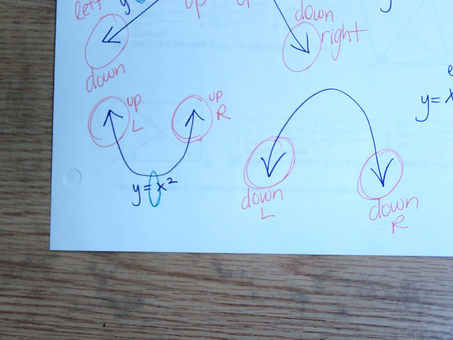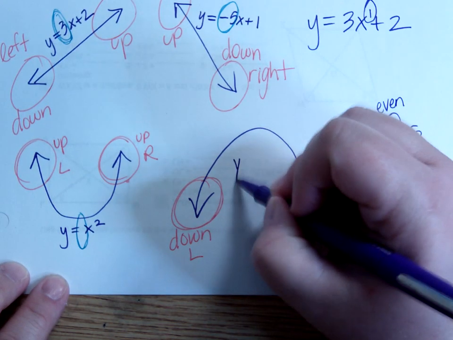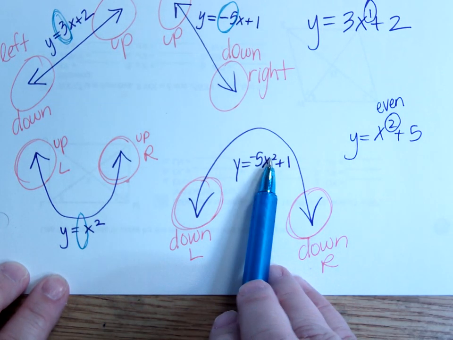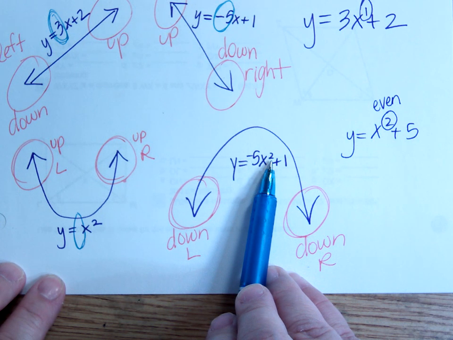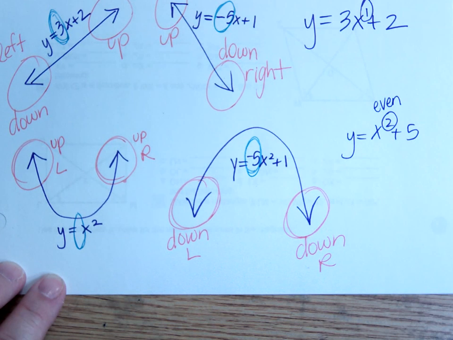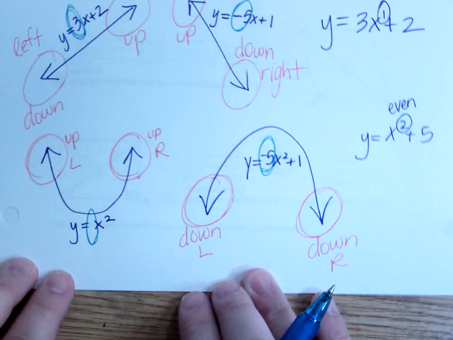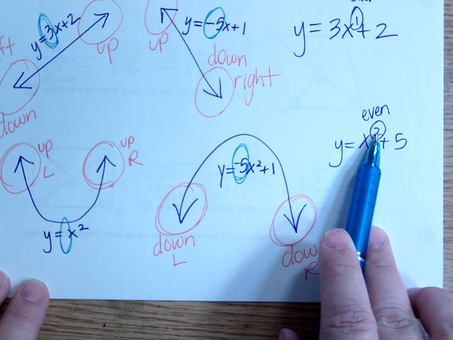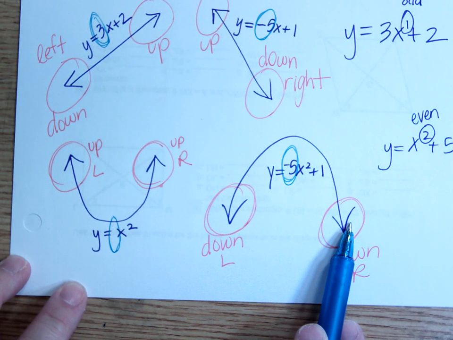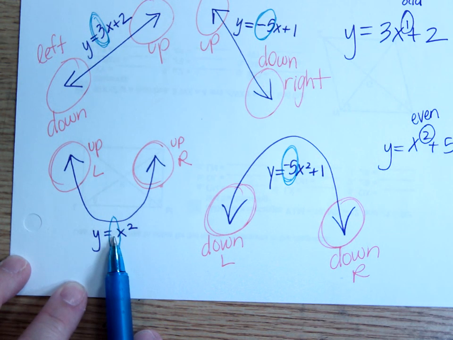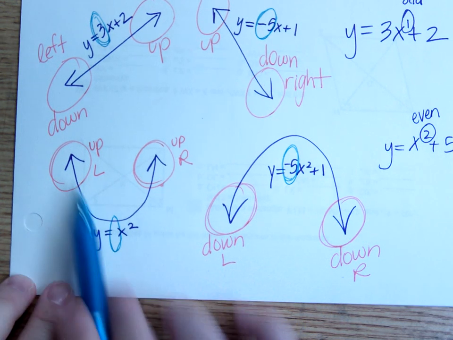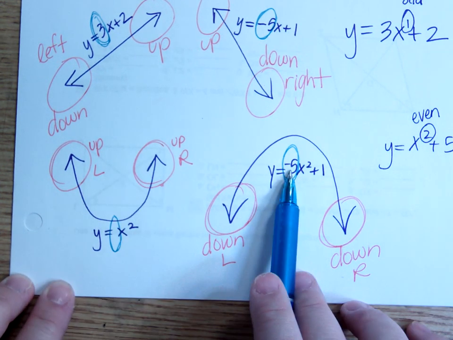It opens up. This one is more like maybe this. Still has the squared because it's a parabola, even degree. Leading coefficient is negative, so it opens down. So if you have an even degree, it's either both up or both down, depending on the sign of the leading coefficient, the number in front of your first term, assuming it's written in standard form. So positive means they're both up, negative means they're both down.